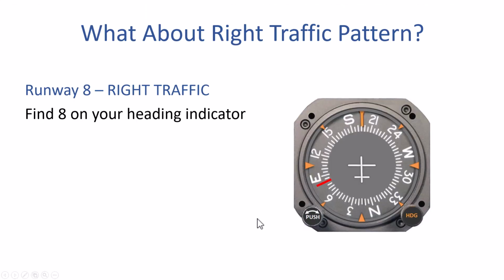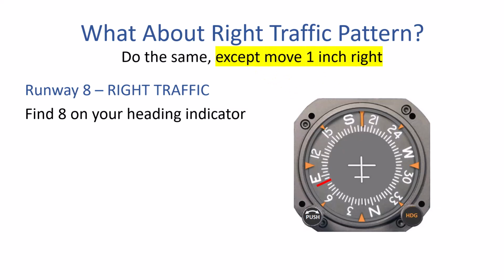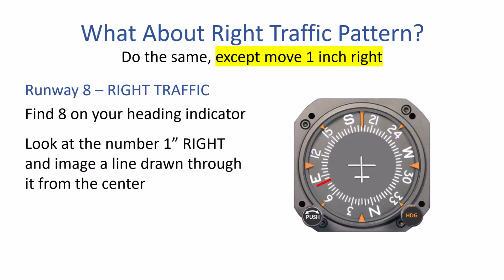So what about a right-hand traffic pattern? If you have a right-hand traffic pattern, it's the same exact process. All you've got to do is move 1 inch to the right instead of 1 inch to the left. You have the example here, runway 8. We move 1 inch to the right, look at the number, and draw a line through it just like we did before. And that's your 45 entry point.